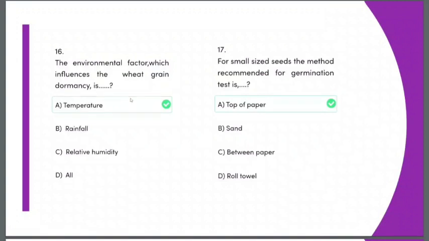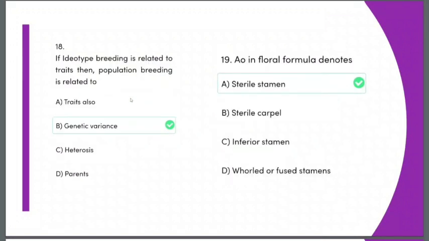17th question is: for small size seed, the method recommended for germination test is, the answer is top of paper method. 18th question is: if idiotype breeding is related to traits, then population breeding is related to. So it's saying that idiotype breeding is related to the traits. So then population breeding will be related to.